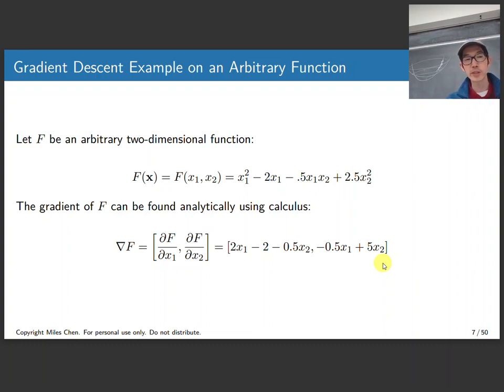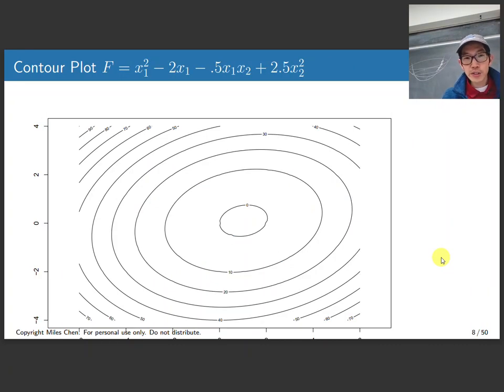Okay. So again, traditional approach, you'd set this equal to 0 and solve, but we are doing an iterative numeric calculation approach. So this is a contour plot of this function here.